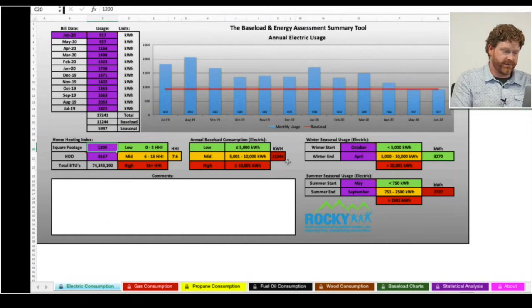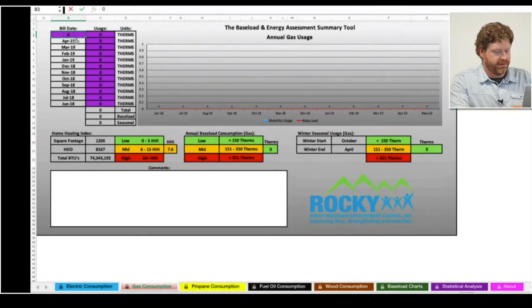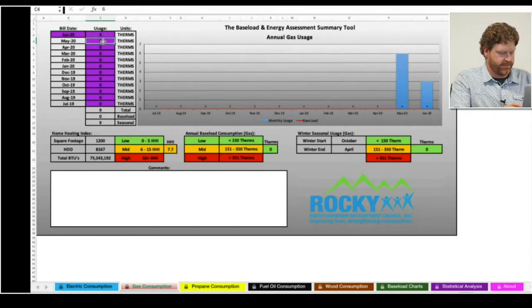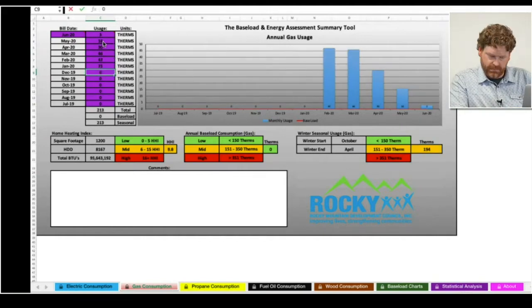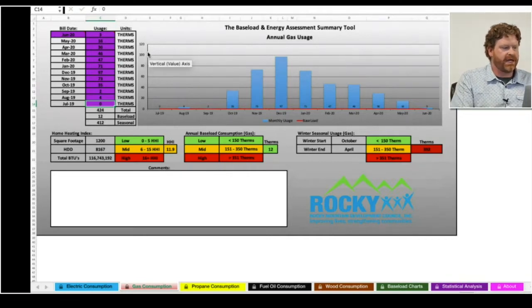So to enter the gas usage, we come to the gas tab, and we do the same thing as we did before. And we add the data that we have from the utility. Okay, so now we have our gas usage entered. You'll see that the square footage and the heating degree days are grayed out now. They're no longer purple. Those are only editable on the electric page, but they're not going to change in the different fuel types. So those are no longer enterable.